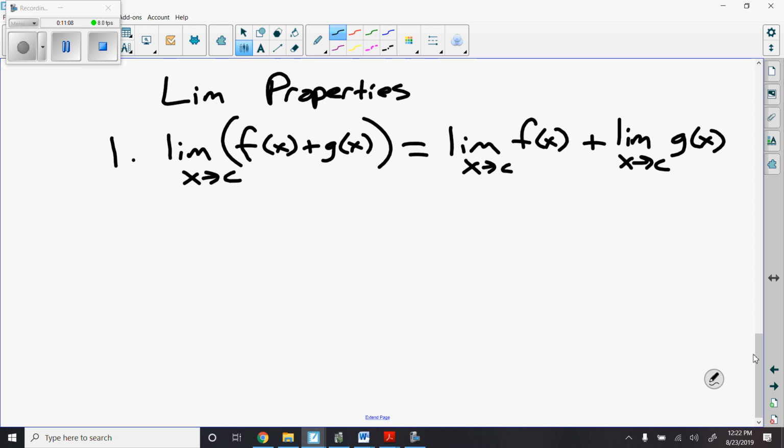Okay. The second one in the book also is if it's subtraction, it still works. So I'm going to condense that into just one rule. I'm going to say plus or minus g of x, plus or minus over here. So if we're doing the limit of two functions added or subtracted, we can just do the limit of the first plus or minus the limit of the second. This also works with multiplication as well.